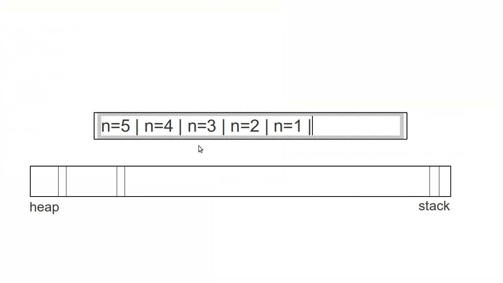And so the n equals 1 stack frame pops off, and we get to the n equals 2 stack frame, where the operation for print is still waiting to happen. So it prints 2, and then that pops off. And then it prints 3, and that pops off. And then it prints 4, and that pops off. And then it prints 5, and finally that pops off.